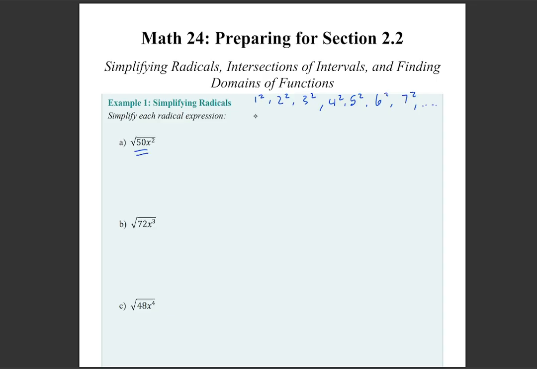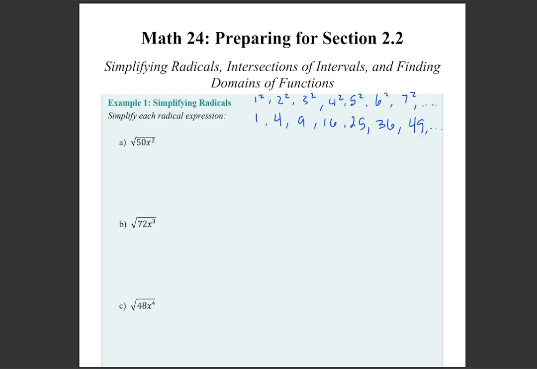So remember, 1 squared is 1, 2 squared is 4, 3 squared is 9, 4 squared is 16, 5 squared is 25, 6 squared is 36, 7 squared is 49, and we could keep going. So you basically want to look for, do any of these numbers, 1, 4, 9, 16, 25, divide the number in our given problem.